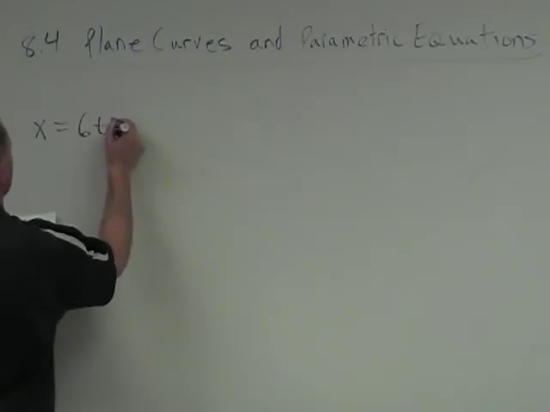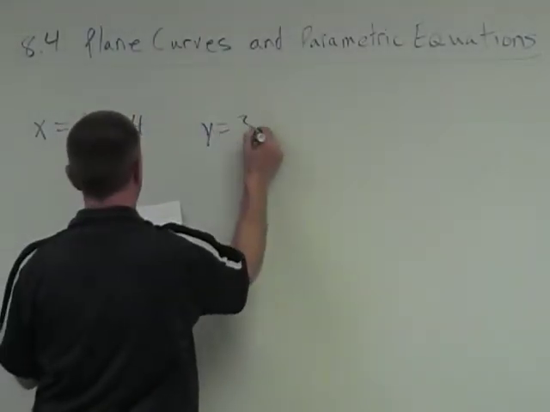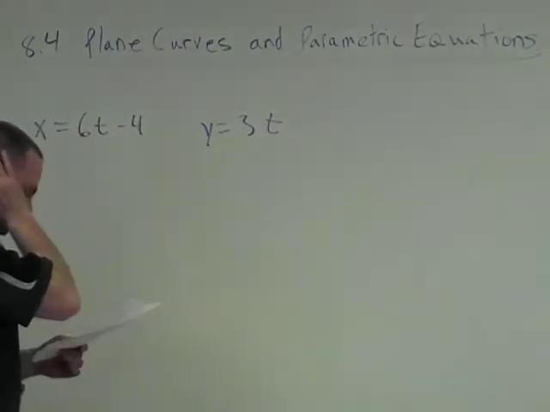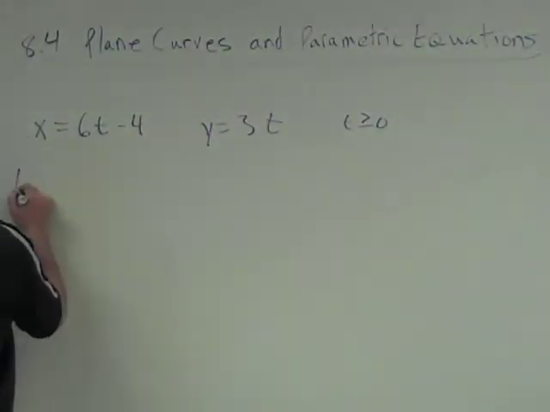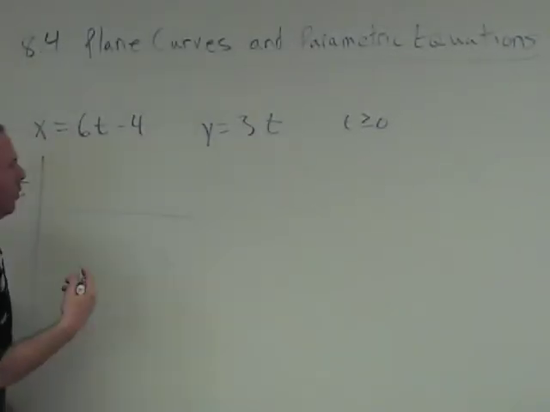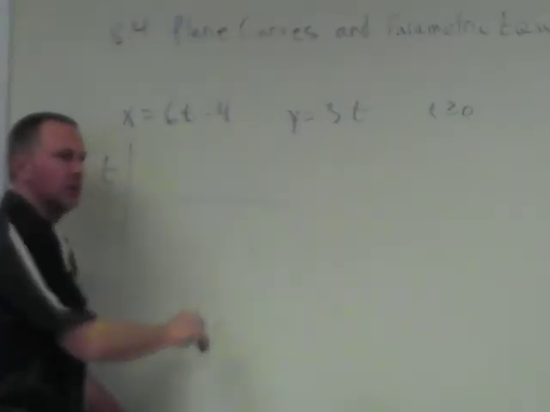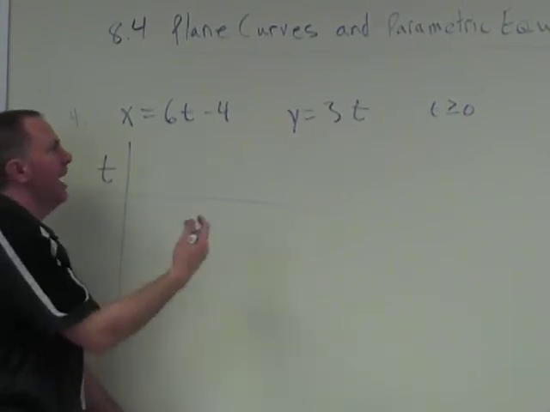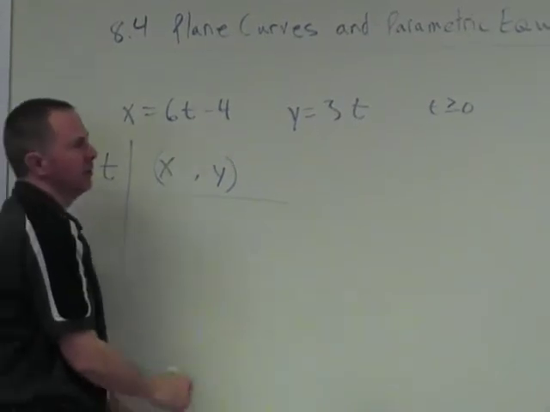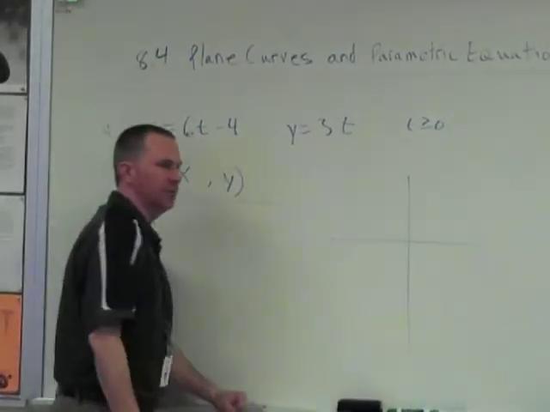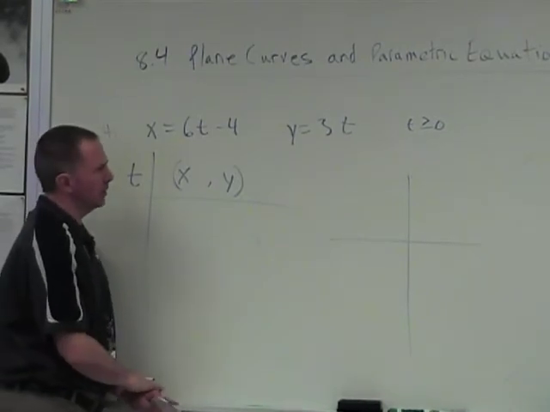X equals 6t minus 4 and y equals 3t. So here, one of the parameters is that t has to be greater than or equal to 0. So you're going to make an xy chart because you don't know exactly what to do here. For time t, as t increases from 0, what happens to x and y? All you're doing is plugging in values, and then we're going to graph it. And then we're going to do something else, and that's the little complex part that we need to learn.